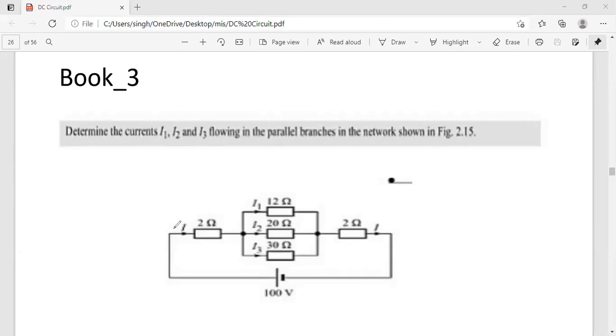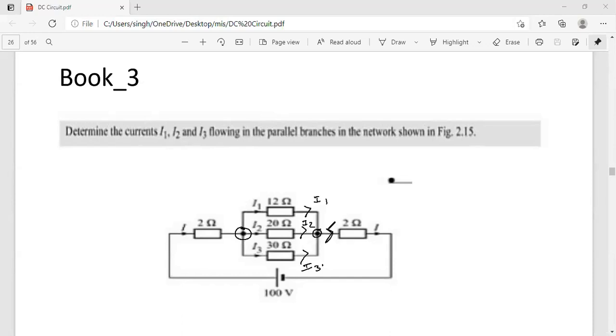Circuit. You can see here a current I is coming like this. When it comes to this node, it gets divided into I1, I2 and I3. So this is I1, this is your I2 and this is your I3. You can see that they all will converge at this point now.